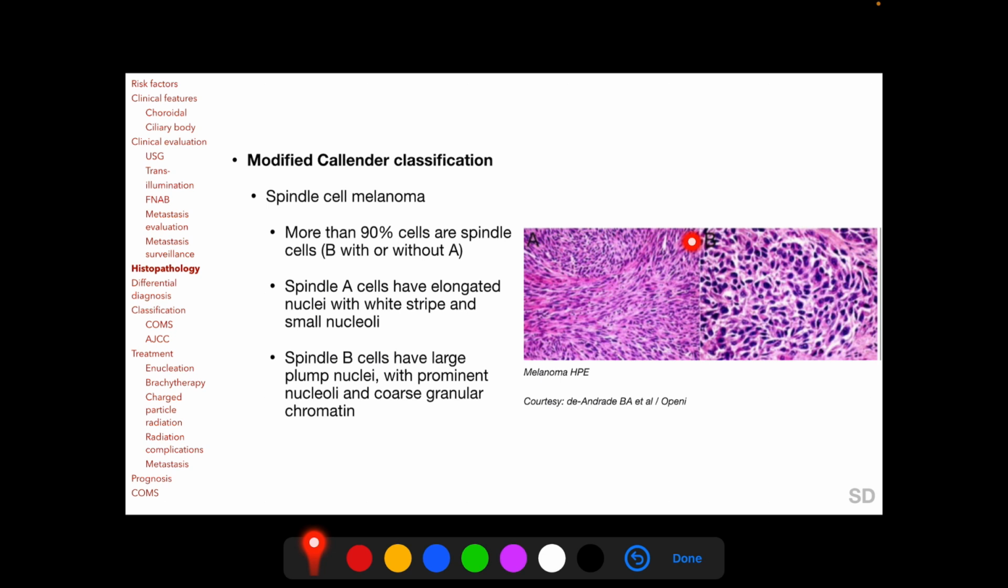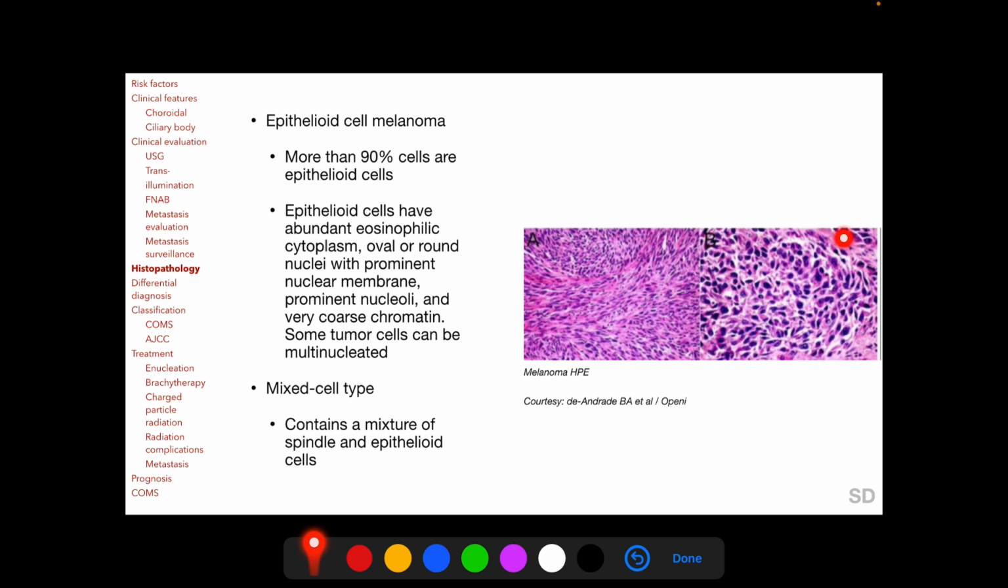In this photograph, we see a spindle cell melanoma. In spindle cell melanoma, more than 90% of the cells are spindle cells. They can be spindle B cells with or without spindle A cells. Spindle A cells have elongated nuclei with a white stripe and small nucleoli. Spindle B cells have large plump nuclei with prominent nucleoli and coarse granular chromatin.